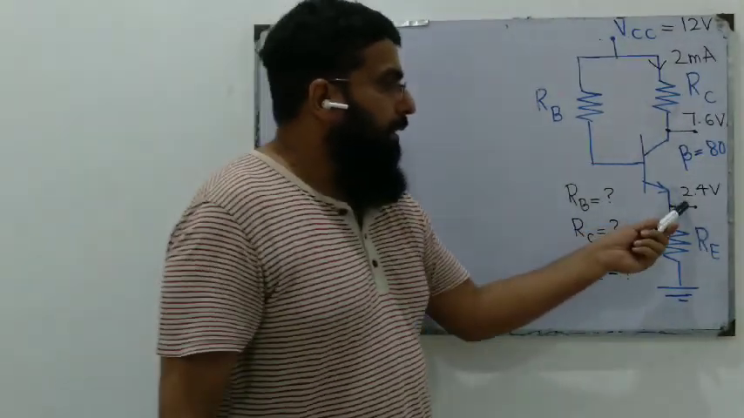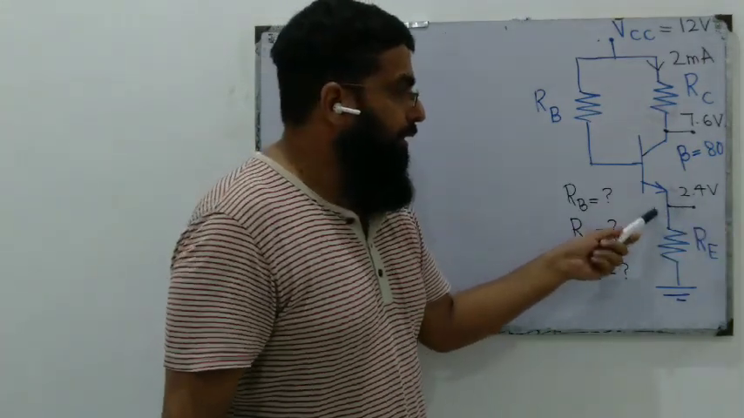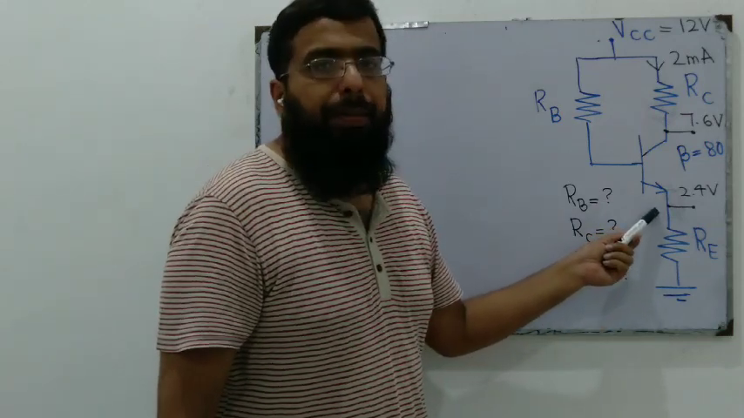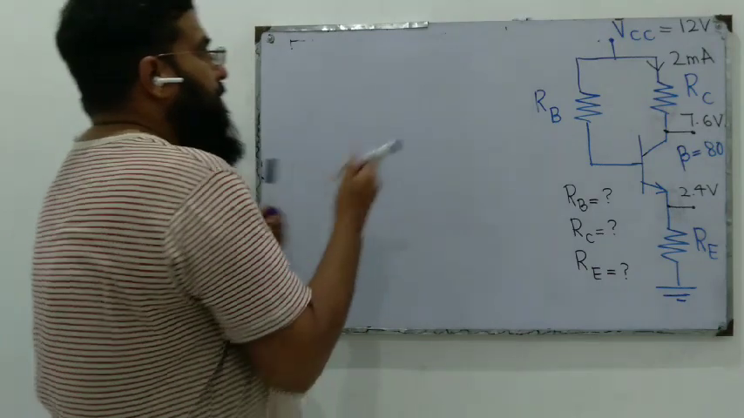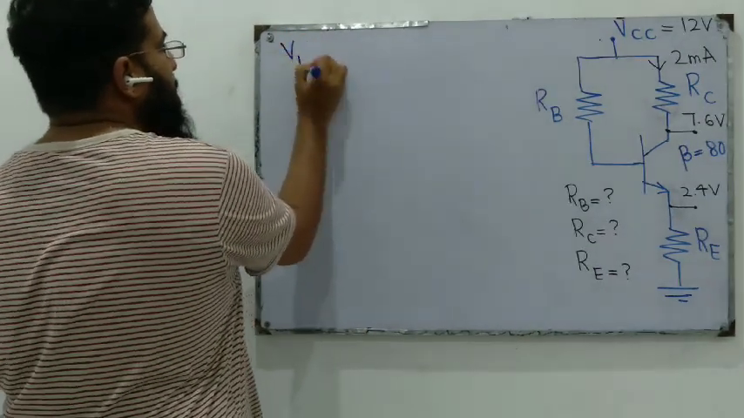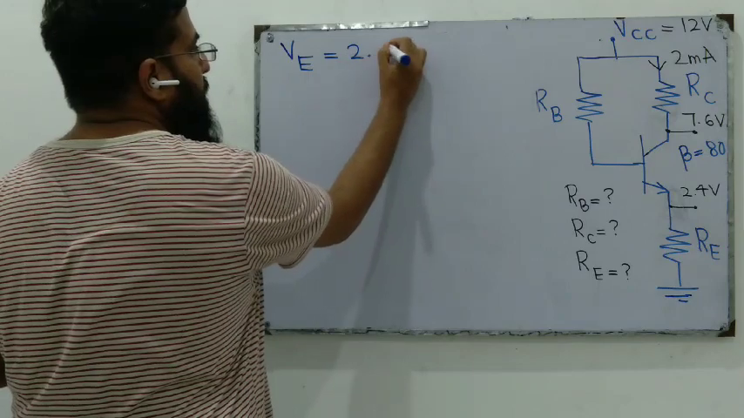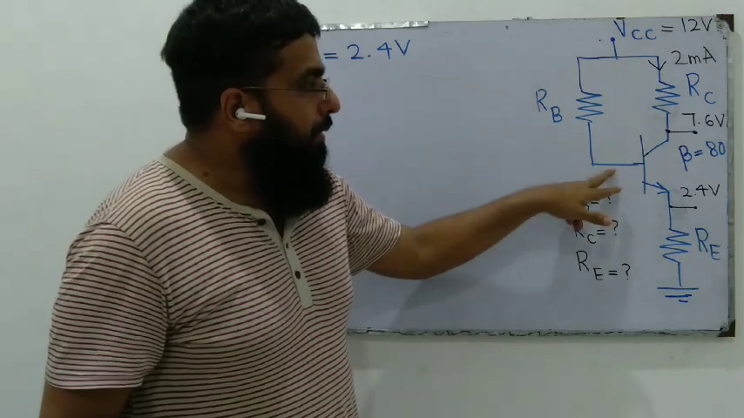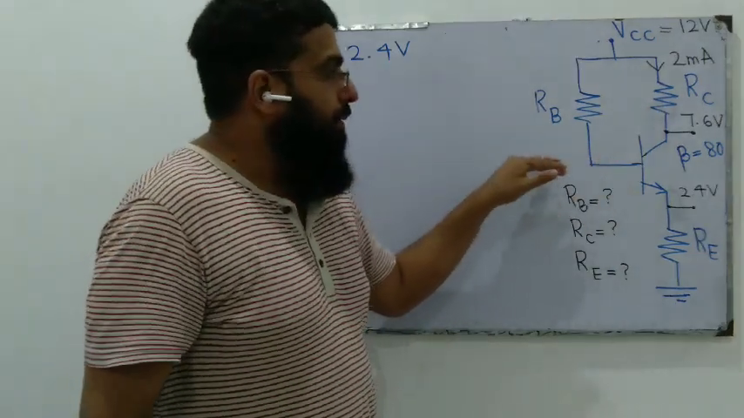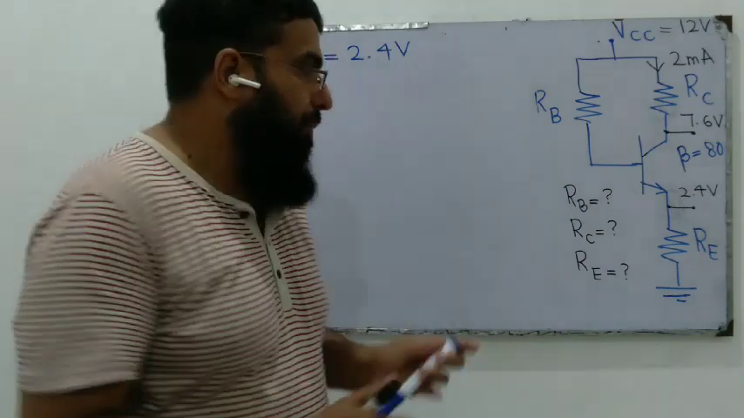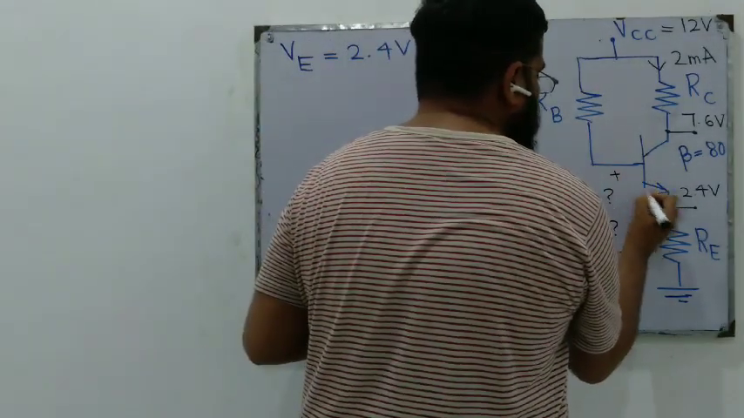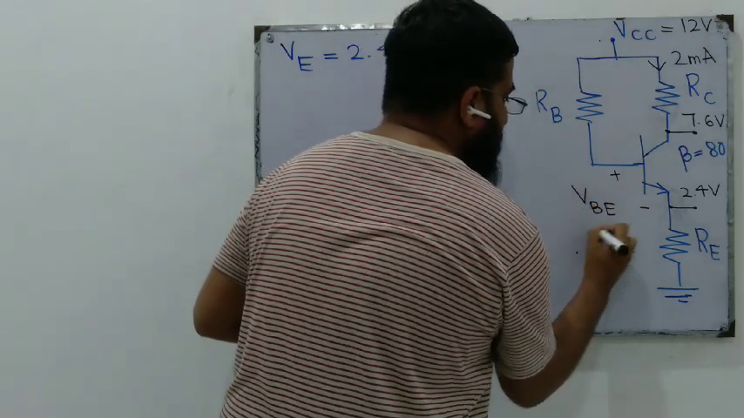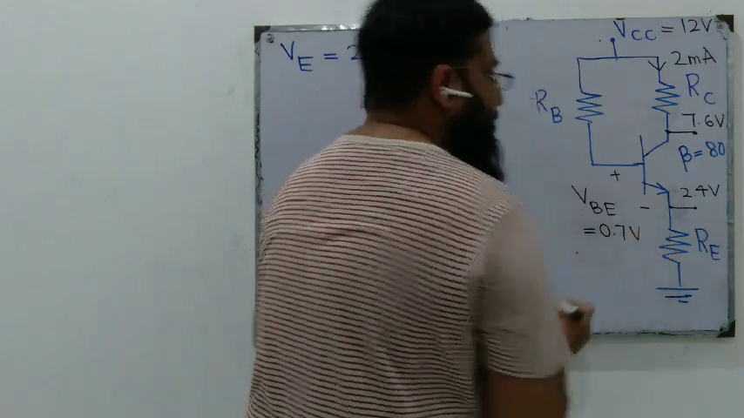It can be seen that this 2.4 volts is across this resistor RE, or it is the voltage of the emitter terminal with respect to ground. We can write VE is 2.4 volts. We know that the base emitter voltage drop is 0.7 volt because the base emitter junction is forward biased. So this voltage is VBE and is equal to 0.7 volts.